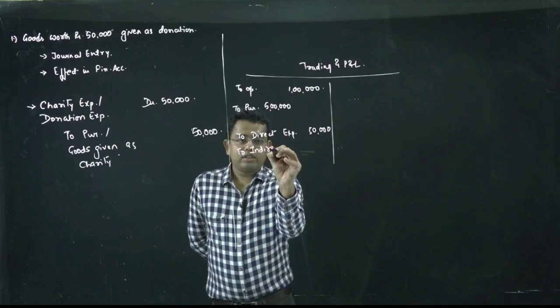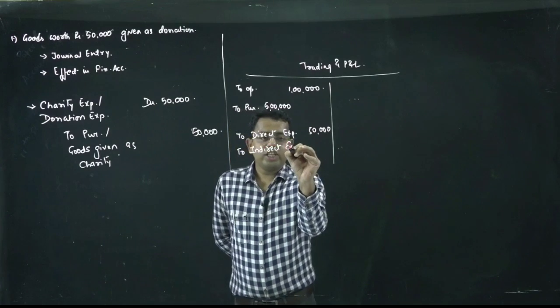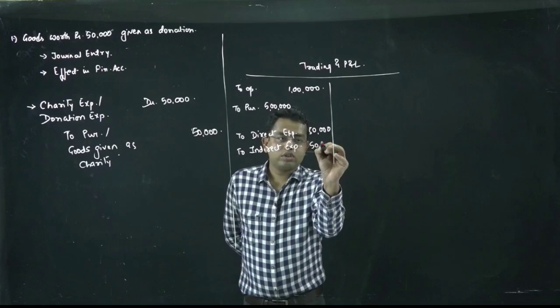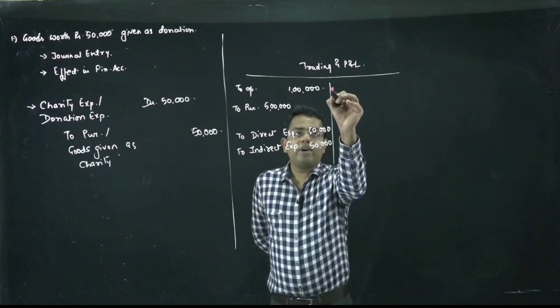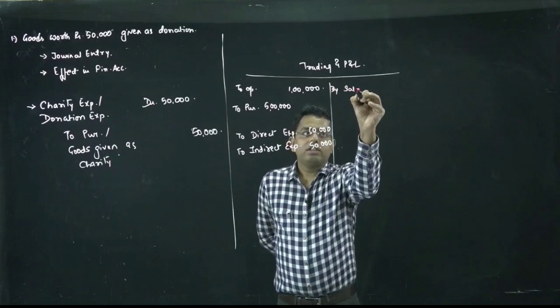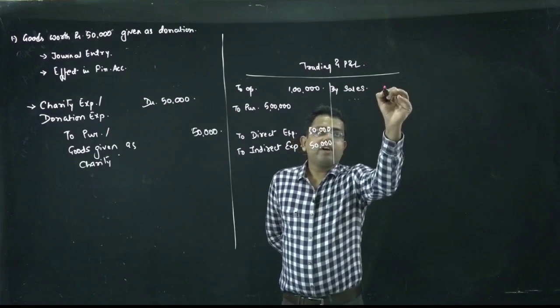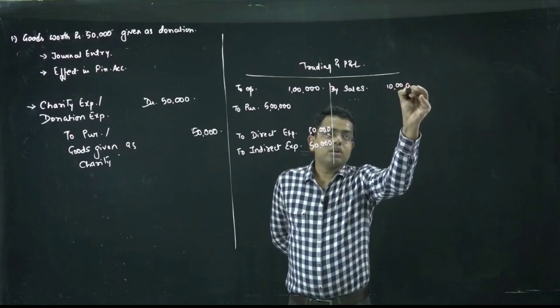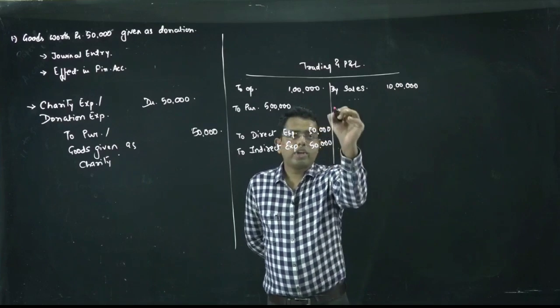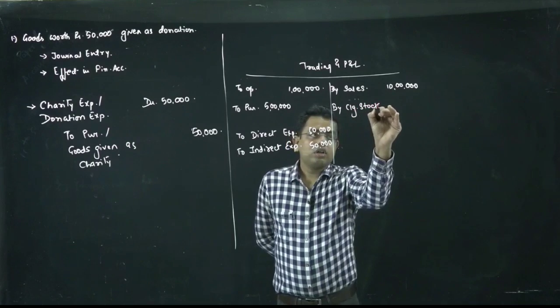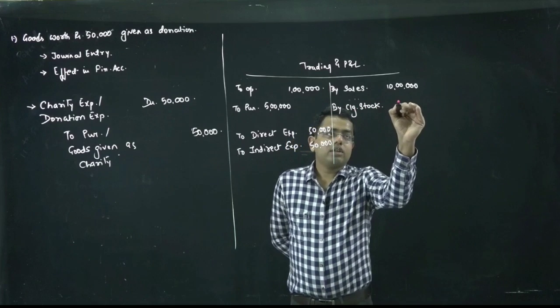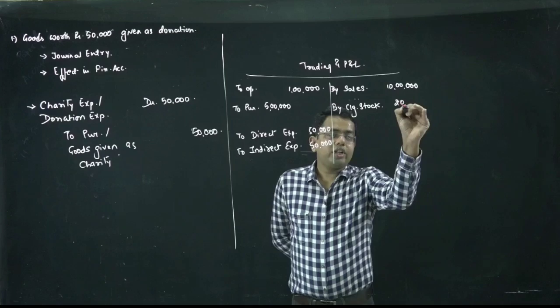To indirect expense 50,000. Yes, and on this side I am having my sales. Say I am having my sales as 10 lakh, and I am having closing stock worth rupees say 20,000.